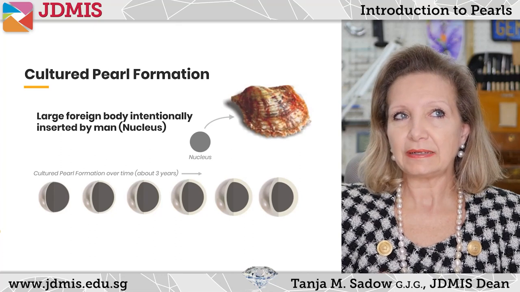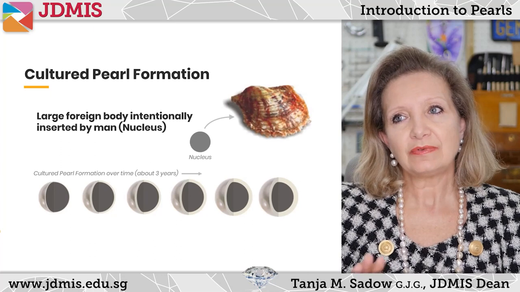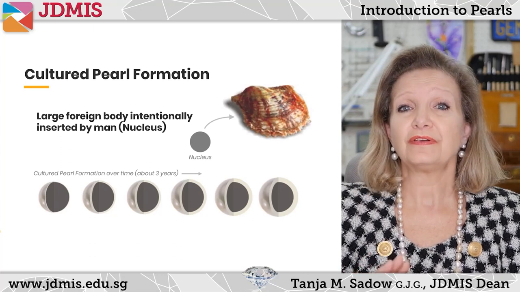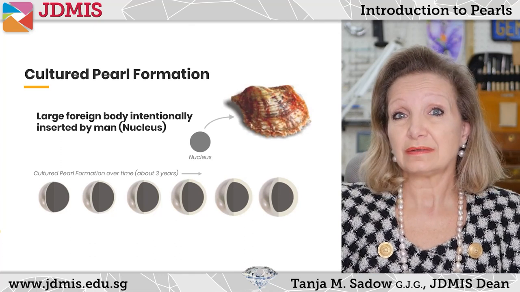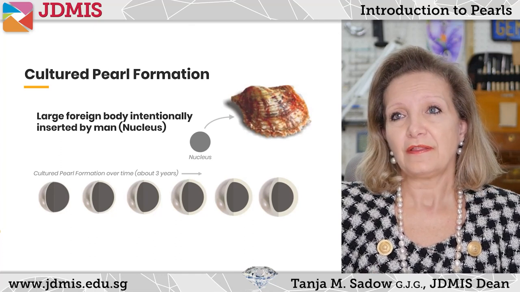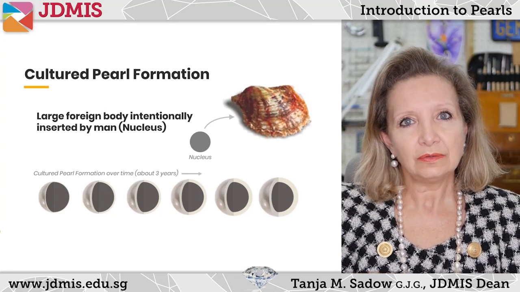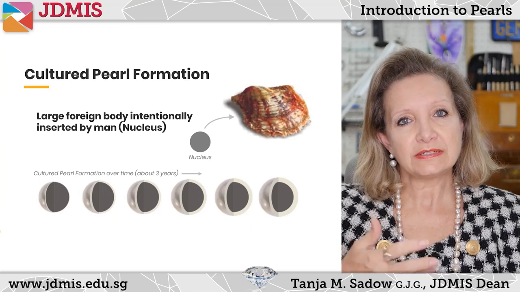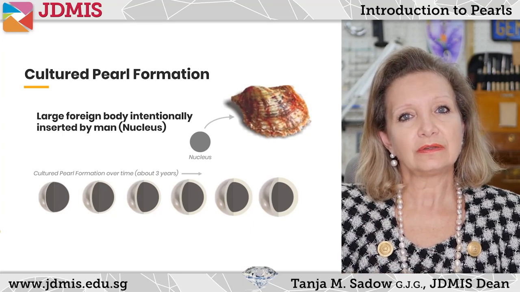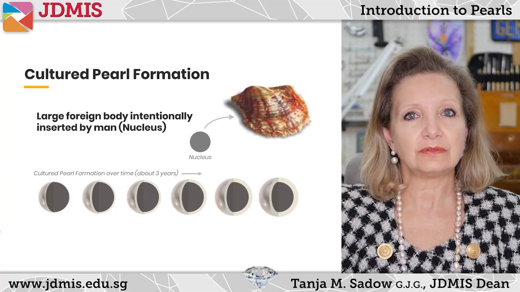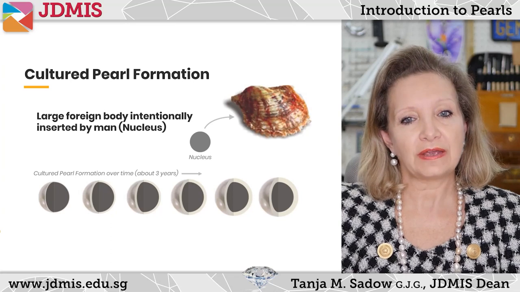And when I say big, of course, it's going to depend on the oyster, the size of the oyster. Sometimes if you put something too big, you could very easily kill the oyster. In fact, only about 50% of oysters survive the process. So once that nucleus is in and the oyster starts to secrete, then it's going to produce something that looks extremely similar to a natural pearl. So the outer coating is exactly the same.